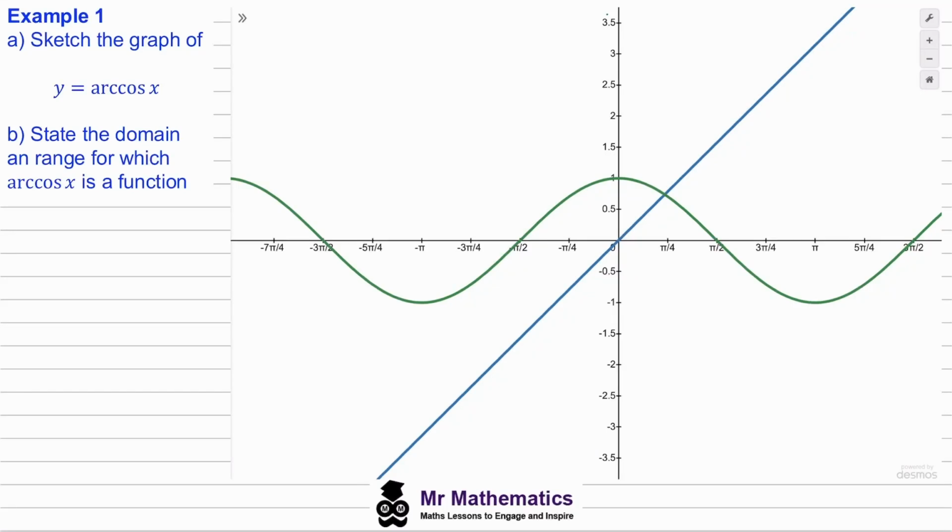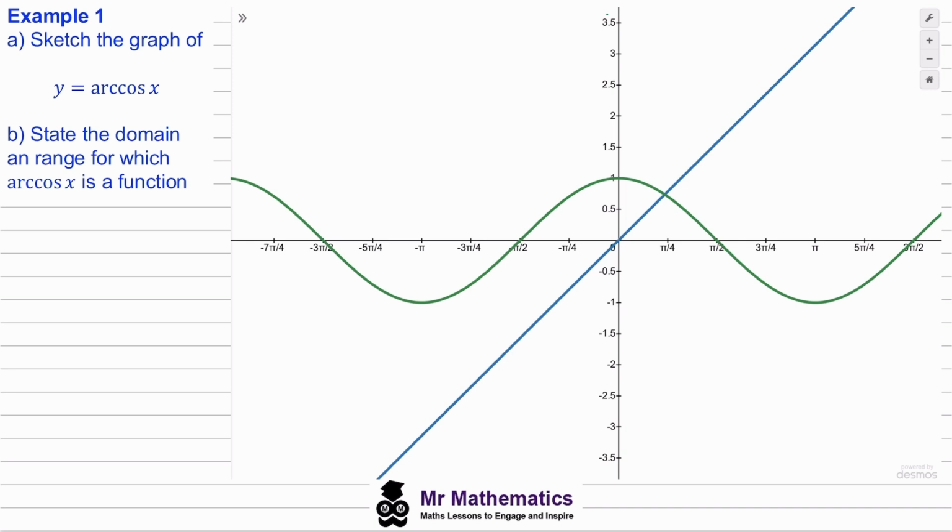Hey everybody. In this example, we're going to understand why we need to restrict the domain of a cosine function to define its inverse. We have the graph of y equals cos of x and the straight line y equals x. Now for every value of x, there's exactly one value of cos of x. So this is a function. This means that the domain is all real numbers and the range is from -1 to +1.